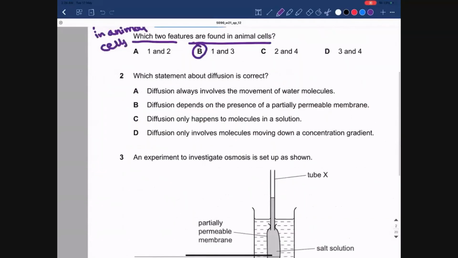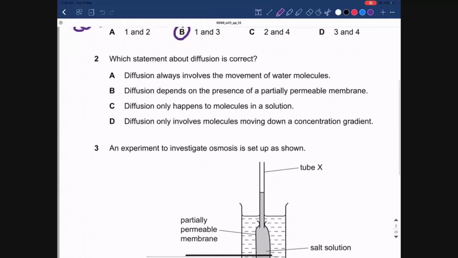Let's move on to the next MCQ, that is MCQ number 2. Which statement about diffusion is correct? Diffusion always involves the movement of water molecules. No, this is the wrong statement, because the diffusion can involve any molecule, right? Any molecule can diffuse from a region of higher concentration to a region of lower concentration. It can be a water molecule, it can be carbon dioxide molecule, it can be oxygen molecule, it can be any molecule that can diffuse.